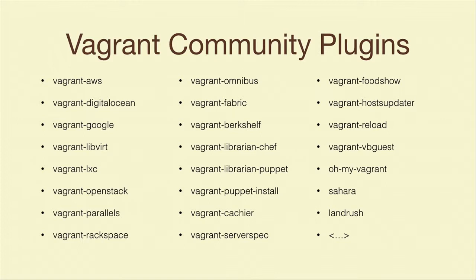We can run virtual machines in KVM. We can manage LXC containers. We can also use Vagrant to manage virtual environments in cloud providers such as AWS, DigitalOcean, Google Compute Engine, and so on. And there are also a lot of useful plugins available on GitHub from the open source community, which just make our Vagrant experience easier. Plugins such as Vagrant Omnibus, Sahara, Landrush, Vagrant Cachier, and so on. So I really like the Vagrant plugin model.